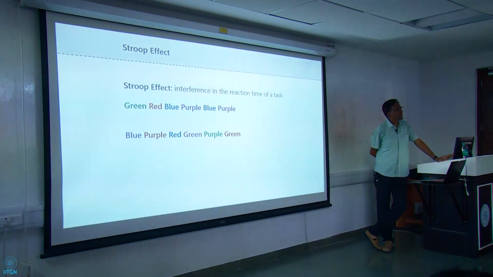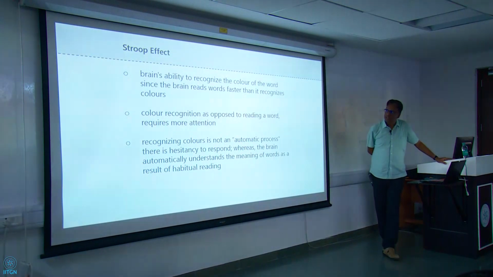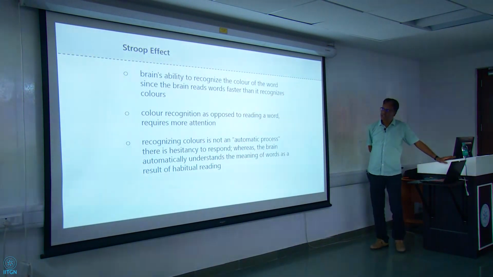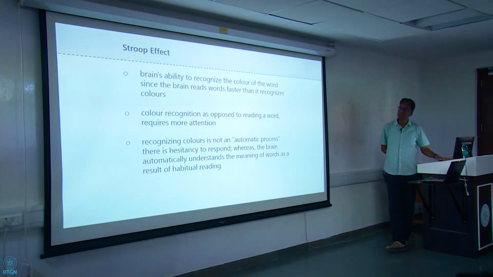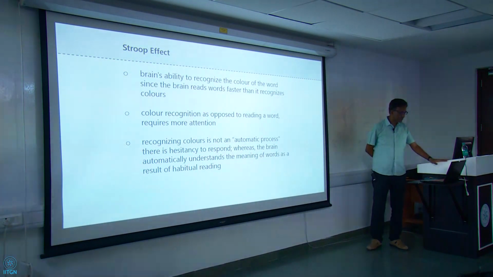So it's probably going to take twice as much time. Okay, and you're going to probably make one or two mistakes along the way. So this is the brain's ability to recognize the color of the words, since the brain reads words faster than it recognizes colors. Color recognition, as opposed to reading a word, requires more attention.